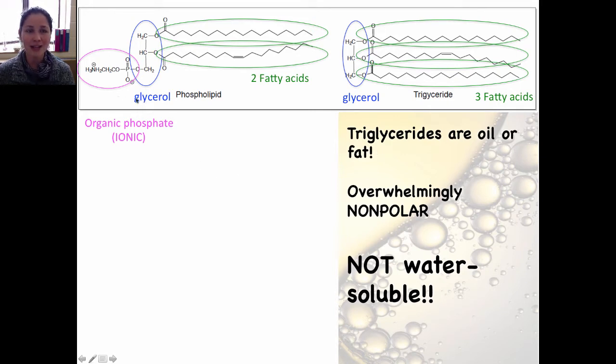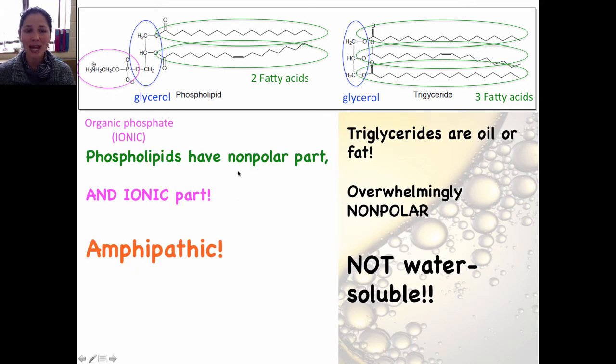A phospholipid has a polar ionic group on it. The phospholipid has a nonpolar part, fatty acid hydrocarbon tails, but now its polar part is ionic. So it has the same polar groups that a triglyceride has, but now it has this ionic group in addition to that. This ionic group changes the balance. Now the ionic part is polar and soluble in water, whereas the fatty acid tails are nonpolar and not soluble. This is an amphipathic molecule. It has characteristics of both polar and nonpolar parts that are important for its behavior in water.